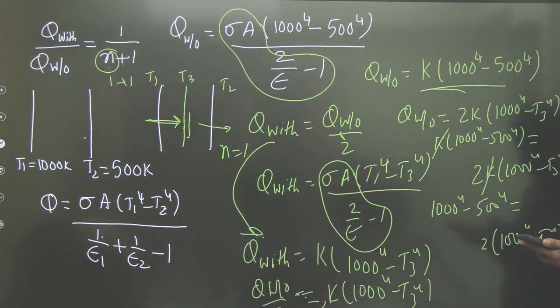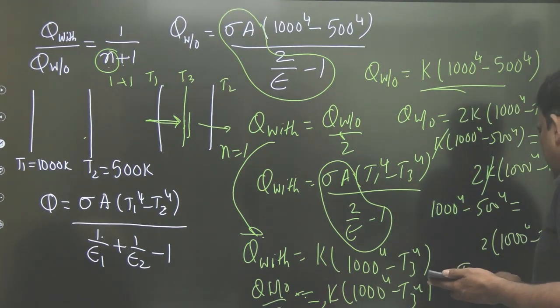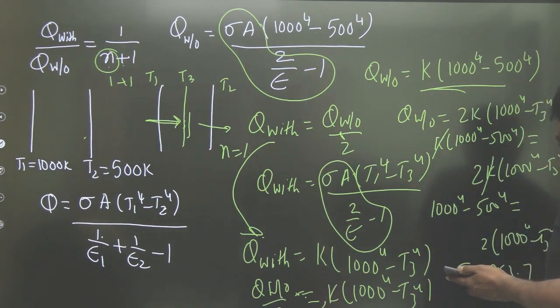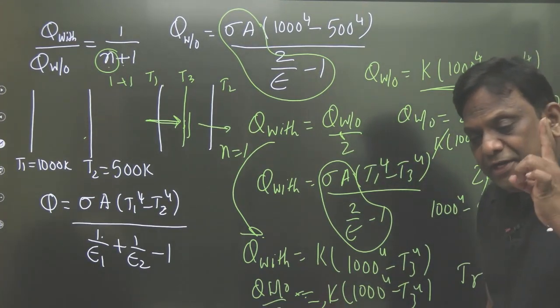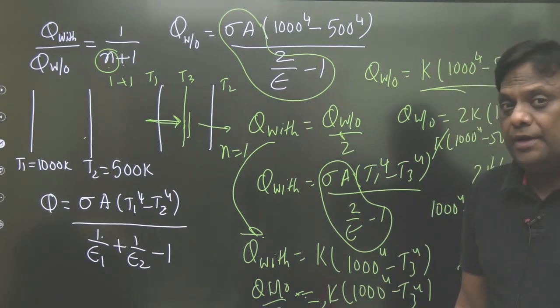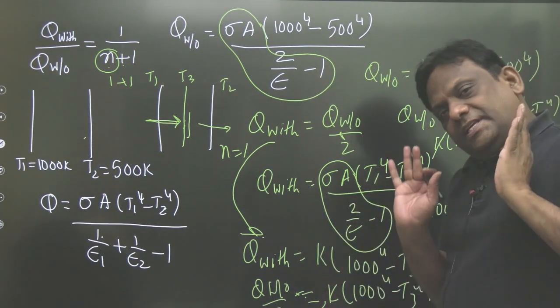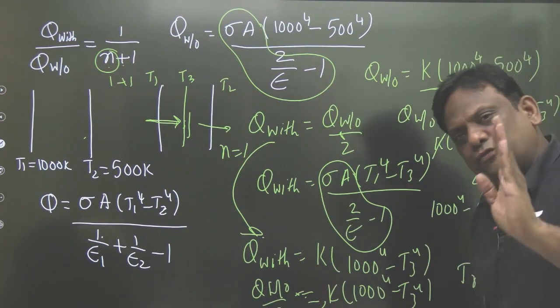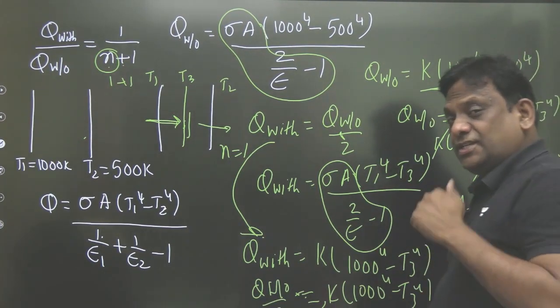One second, wait. 1000 power 4 minus 500 power 4, by 2, is equal to... I'm getting this temperature as 853.7. Is it reaching the melting point if I introduce one shield? No. So it is safe. So I can use one shield. No problem at all. Next, let's see the second shield.